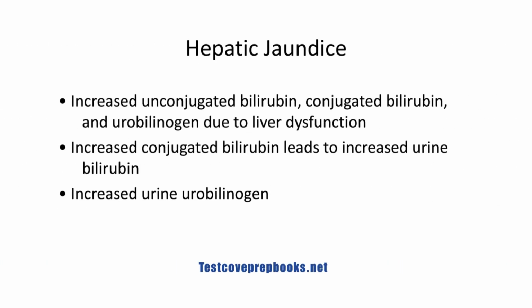Hepatic jaundice, as seen in viral hepatitis or cirrhosis, involves dysfunction within the liver. Both unconjugated and conjugated bilirubin increase, along with urobilinogen. Because conjugated bilirubin is water-soluble, its elevation causes bilirubin to appear in the urine. At the same time, urine urobilinogen also rises.